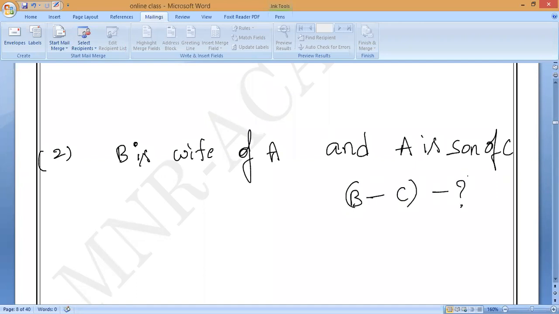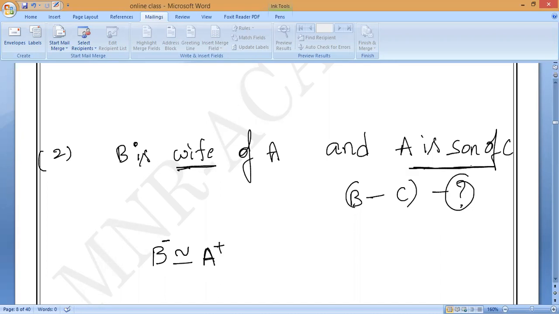Mother-in-law, ma'am. Who is mother-in-law? See, wait. B is wife. The symbol for gender is minus for female. Wife means what? Minus. Spouse, correct? Spouse of A. So what is the gender of A? Plus. Male. And A is son of C.